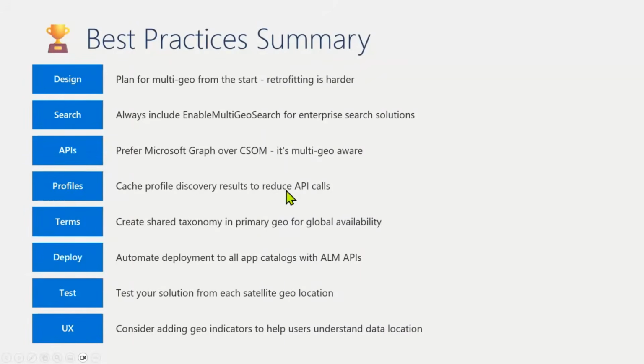Profiles: cache profile display results to reduce API calls. Terms: create a shared taxonomy in the primary geo, which you can use globally. But again, it depends on the scenarios and your environment. Deploy: use ALM APIs or PnP PowerShell. Then test your solution at each satellite geolocation.